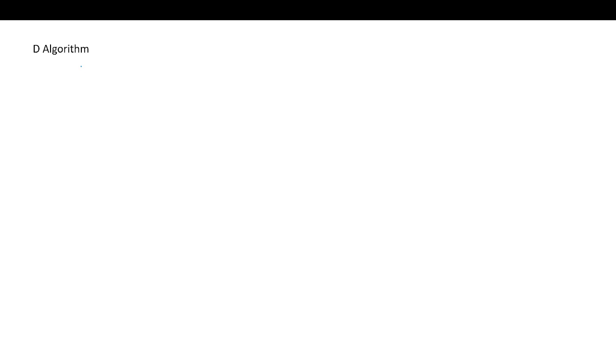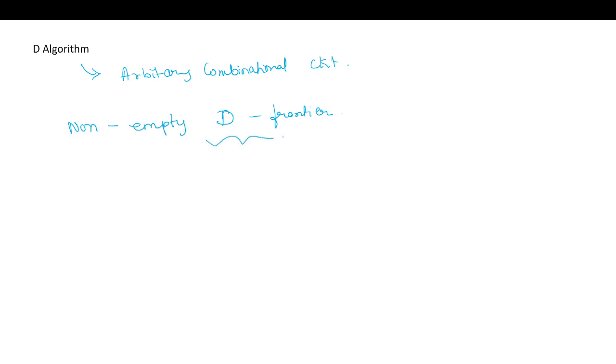So this can be used for any arbitrary combinational circuit. We want to maintain a non-empty D frontier. We will say what this D frontier is, so that we can propagate the fault effect to the primary output, and that to at least one primary output.